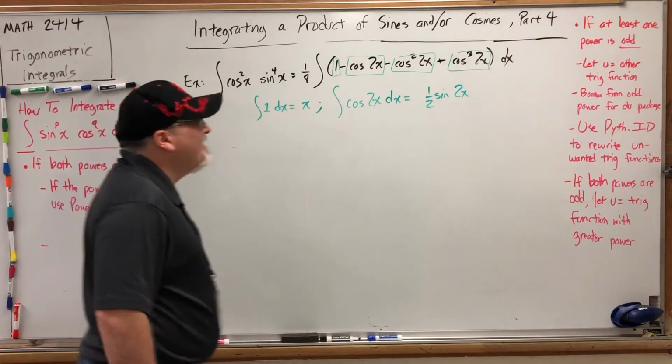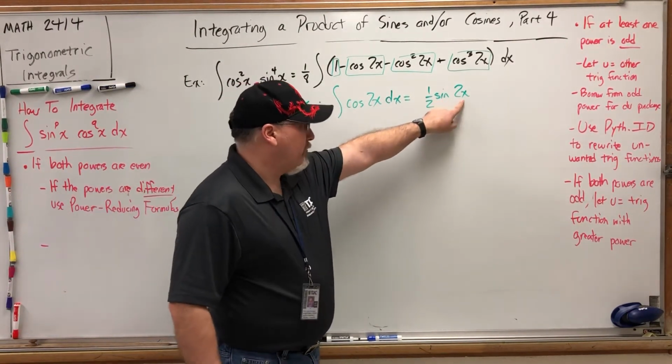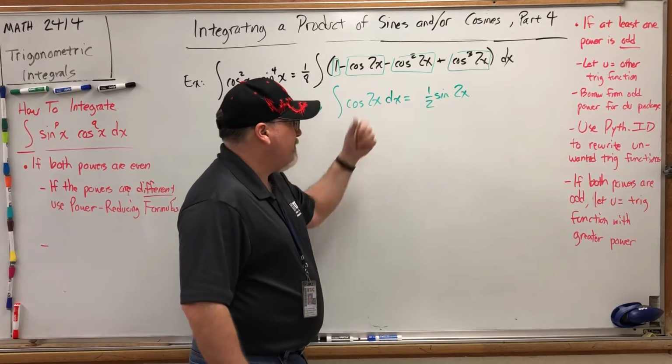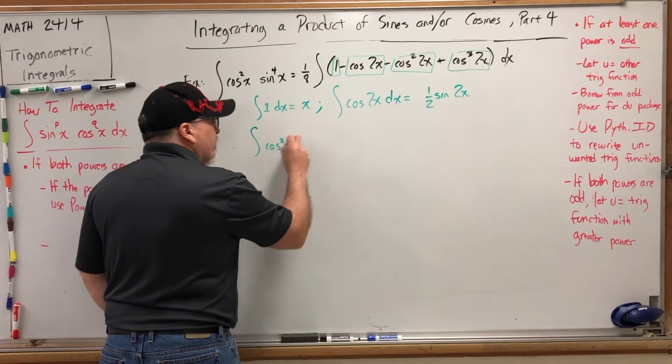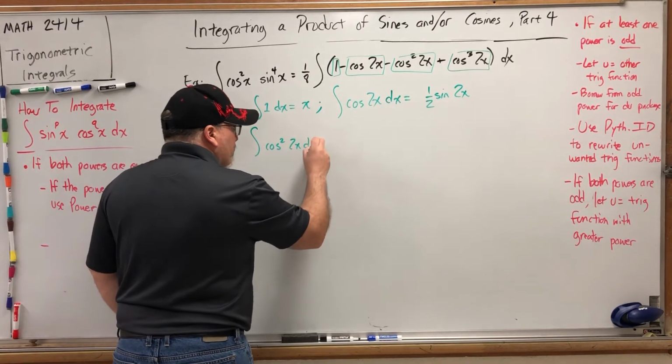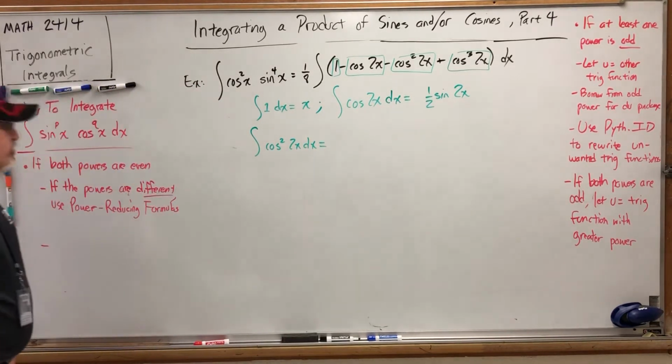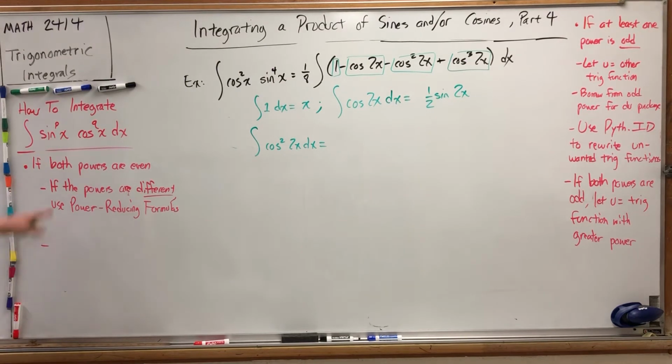But I'll check it again. Derivative of sine is cosine. Chain rule would pick up an extra 2 to cancel the 1/2 and take me back here. So that one's okay. The integral of cosine squared of 2x dx, we have a strategy for, which is to use the power reducing formula.